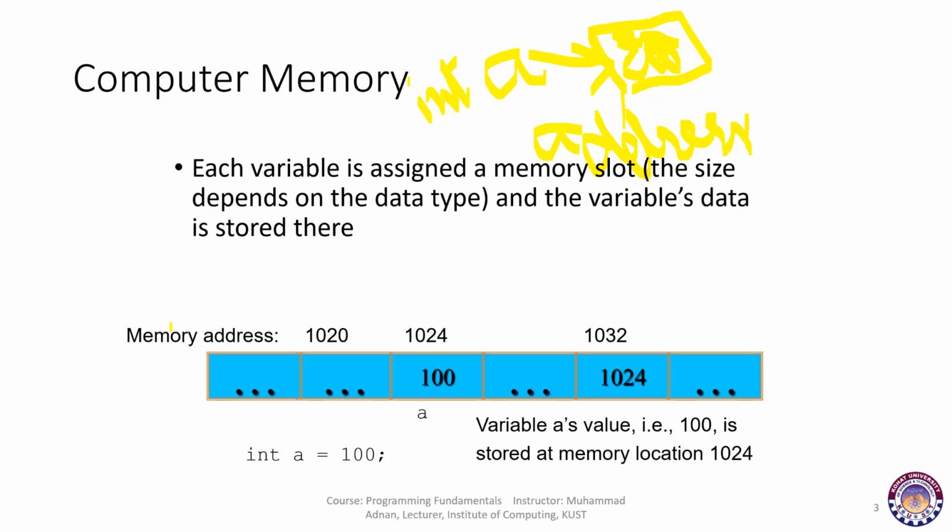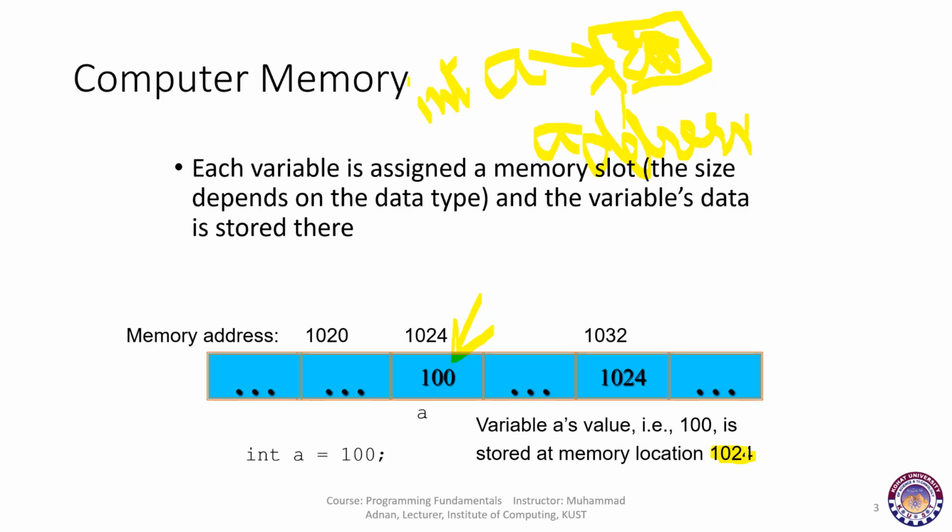So for example, you have these memory addresses: 1020, 1024, 1032, etc. And this value 100 is stored at the address 1024. This is the name given to this memory slot. So we can say int a, we have declared a variable and assigned it a value of 100. This is what it looks like inside the memory. So variable a's value, which is 100, is stored at memory location 1024. This is what we have already discussed, and you know about it.